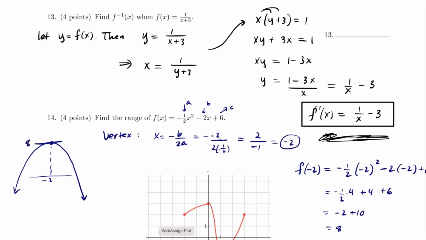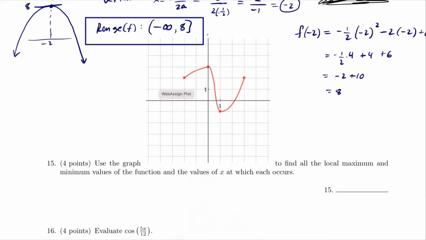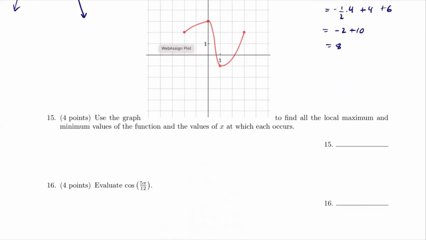So this is 8. So our range, now we know it's going to go from negative infinity, since it's facing down, all the way up to 8, including 8. So that will be the range of this parabola. Now for number 15, this graph will be used for number 15.